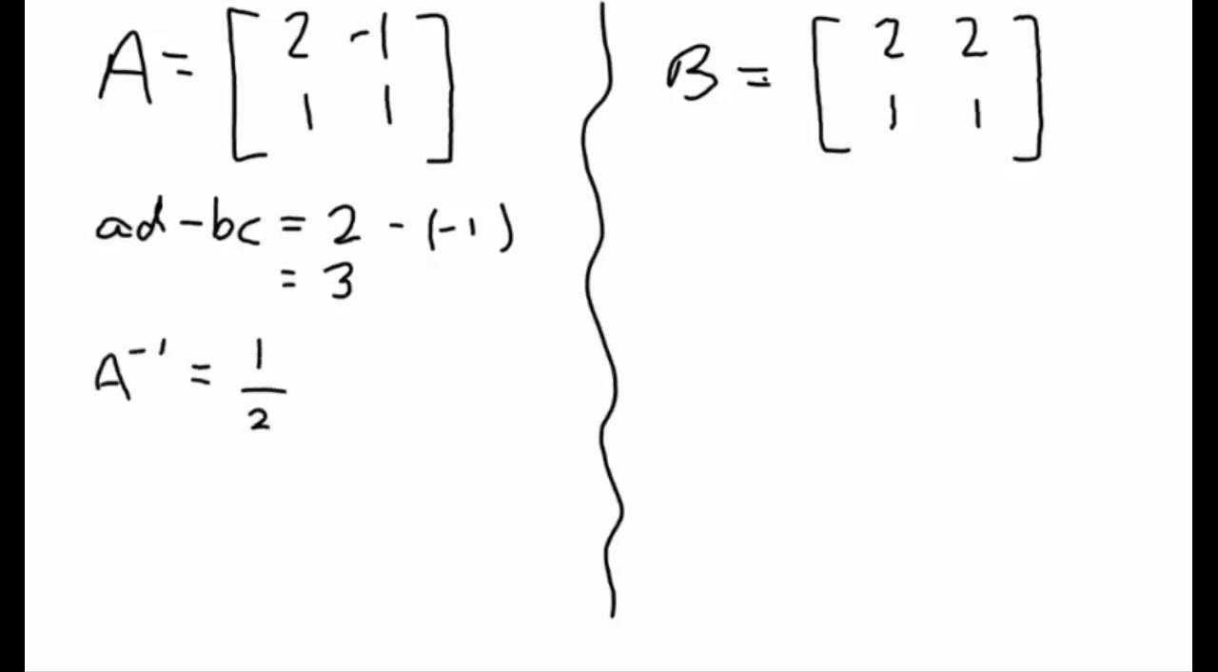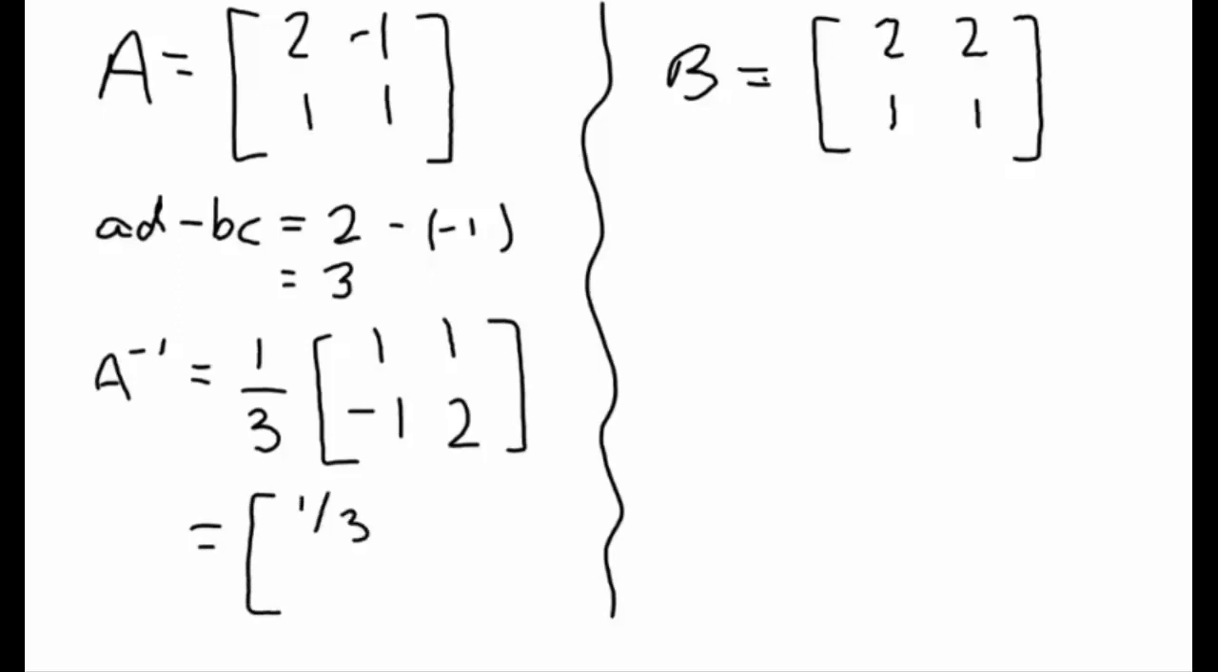1 over AD minus BC. We switch the order of the numbers on the main diagonal, and then we change the sign of the two remaining entries. And then finally we multiply through by the fraction 1 over 3. So there's our inverse for matrix A.